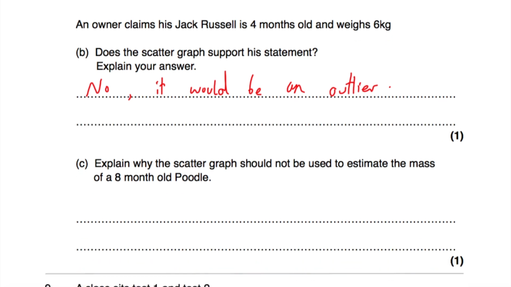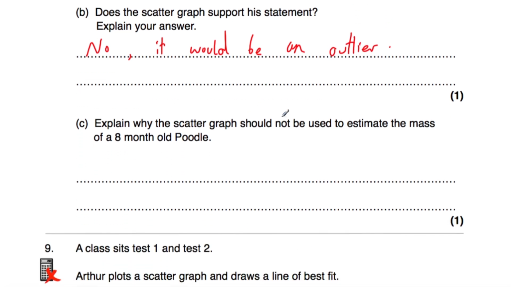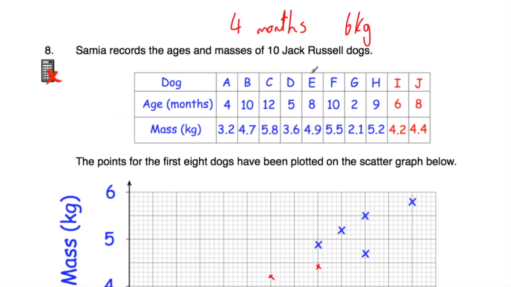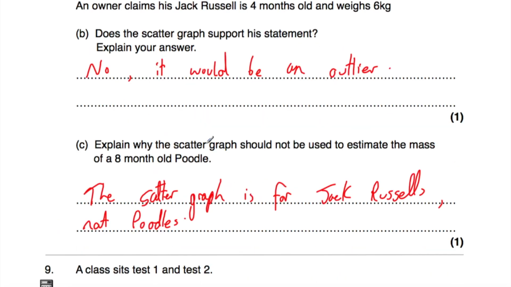Okay, and then part C. Part C says explain why the scatter graph may not be used to estimate the mass of an 8-month-old poodle. Well, if we have a look, our scatter graph was for Jack Russell dogs, and poodles and Jack Russells are different breeds, so the masses of poodles might be completely different to the masses of Jack Russells. So this graph is useful for Jack Russell dogs, but I wouldn't use it for poodles, so let's explain that. And that's it. I've said the scatter graph is for Jack Russells, not poodles, so it shouldn't be used.